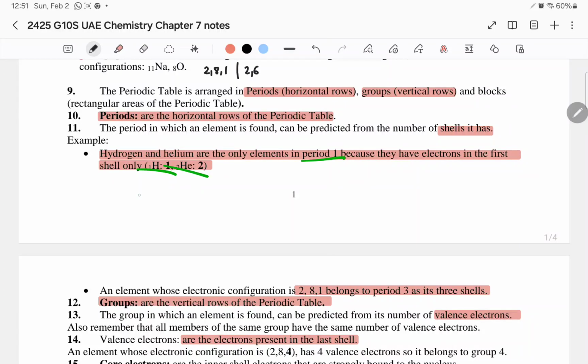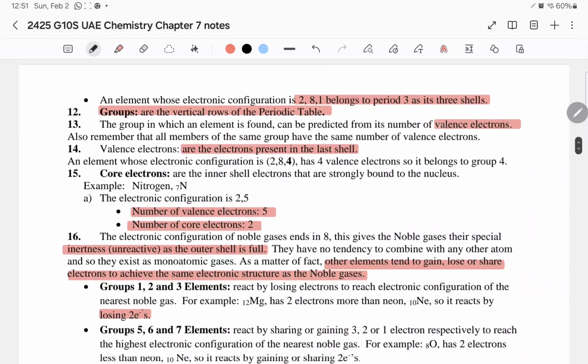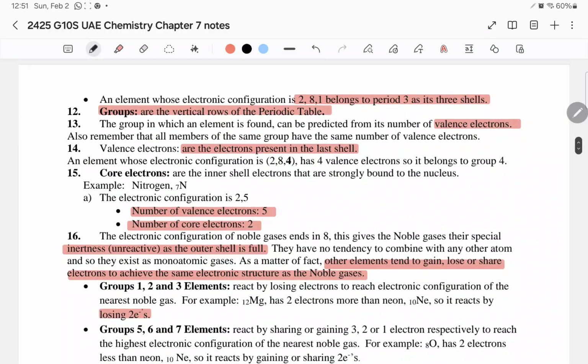You draw your nucleus. I'm going to write H instead of the nucleus, and their electrons are 1, and for He, 1, 2. That's it. You don't need more than one energy level, because the maximum you can hold in the first energy level either way is 2. Now, an element whose electronic configuration is 2,8,1 belongs to period 3. Why? Because it has 3 shells.